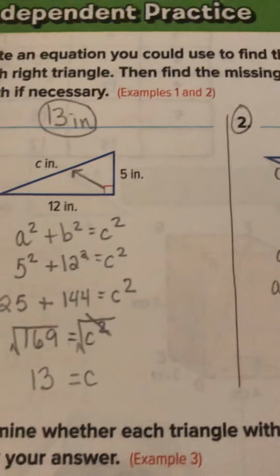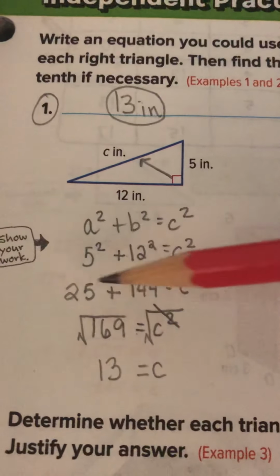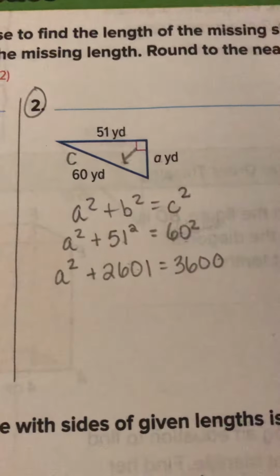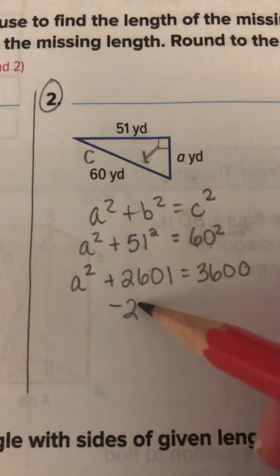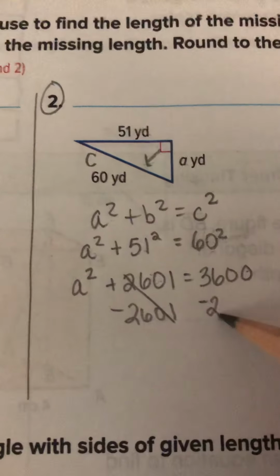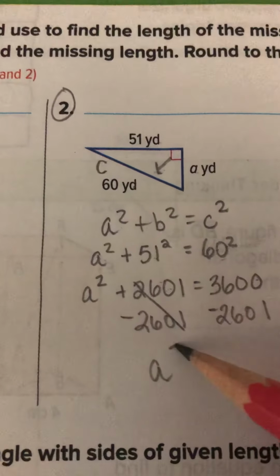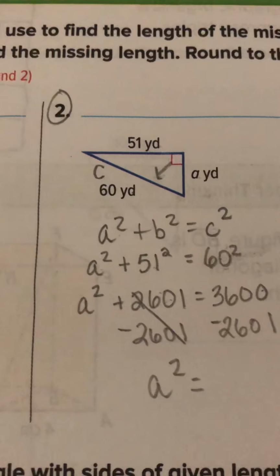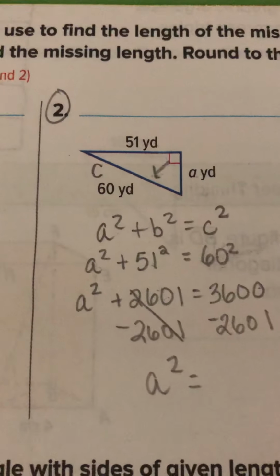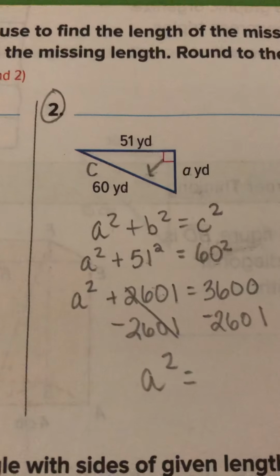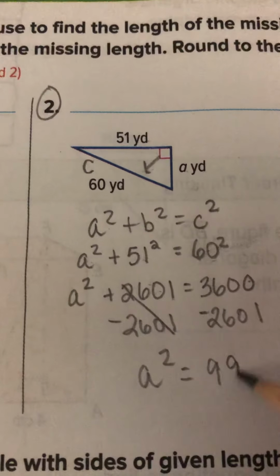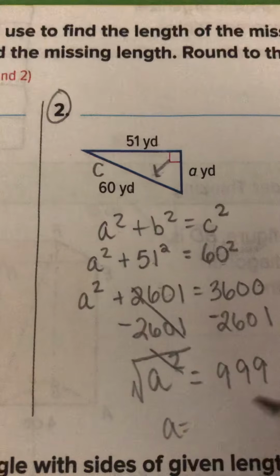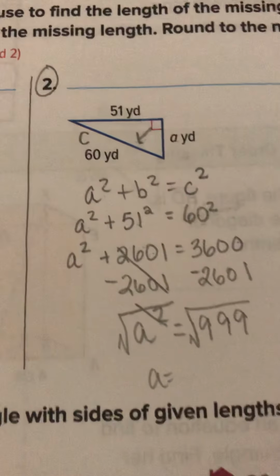So you can see this one's going to have to be solved a little differently. On number 1, we could just add up these two numbers. But here, these two are not going to be added up. We have to start solving for A. To get A alone, we're going to have to take away 2,601 from both sides. And that will make 999. Then again, take the square root to undo the squaring and to get A alone. Again, the square root of 999.